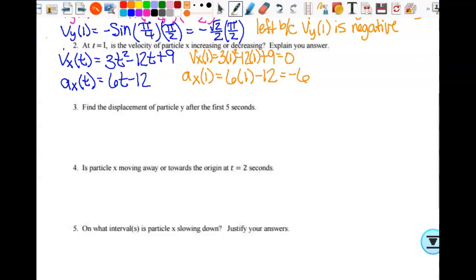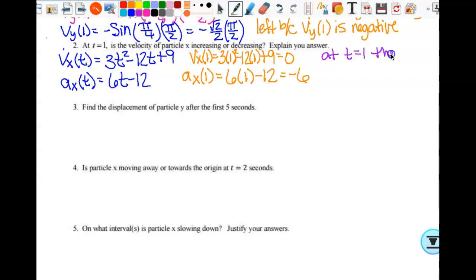So, what do you think here? What does it mean when your velocity is 0? No direction, no speed, you're at rest, right? And then a sub x of 1, the acceleration, is negative 6. So when we get to that 0, the signs technically, I mean 0 isn't positive or negative, right? But are the signs the same or are they different? They're different, okay?